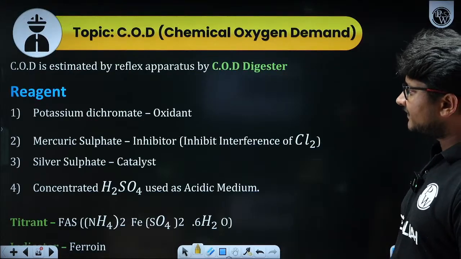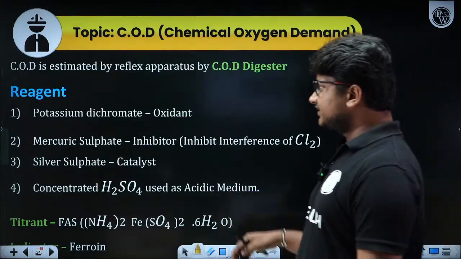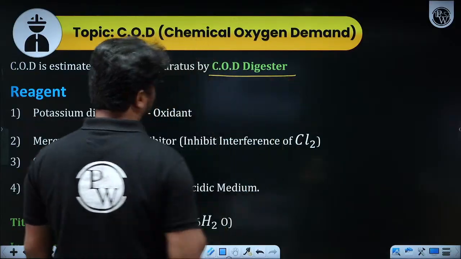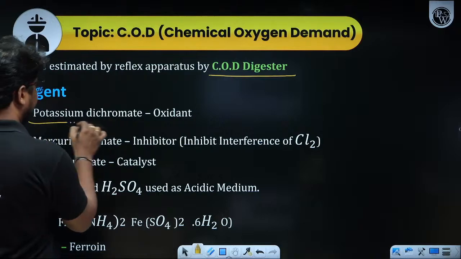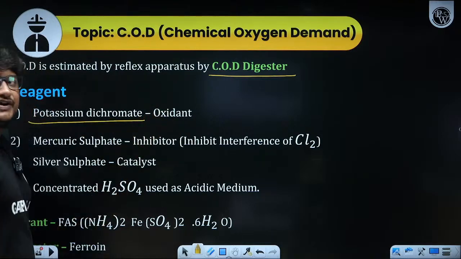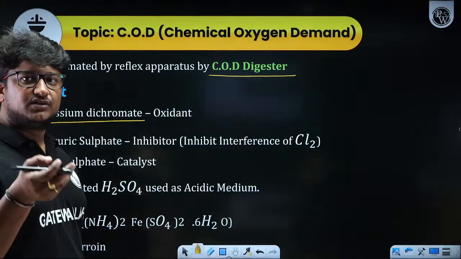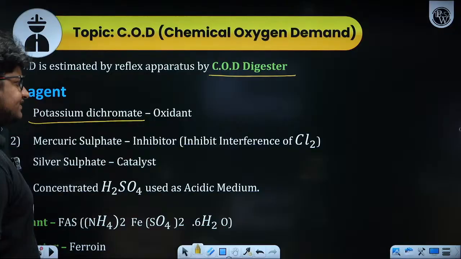Now in the COD test, first of all, COD is estimated by a reflux apparatus, that is the COD digester that we are calling it. But in the COD test, some reagents we are using. First of all, you remember all the reagents. Potassium dichromate, which you are using as an oxidant, because here you are dealing with the non-biodegradable organic matter also. To degrade them, you need some strong oxidant.